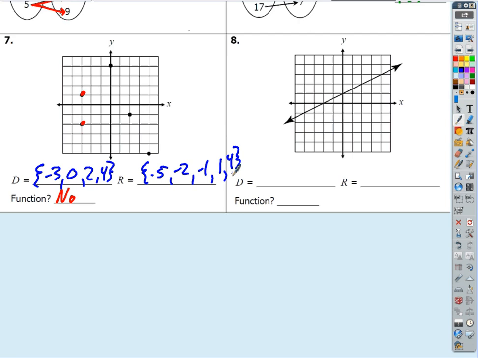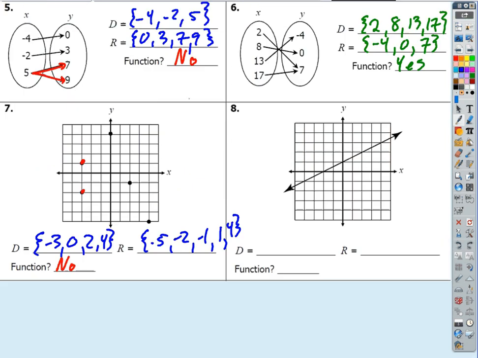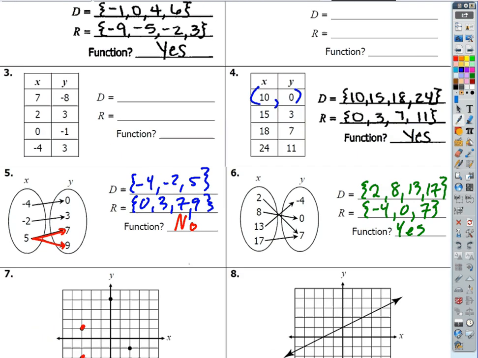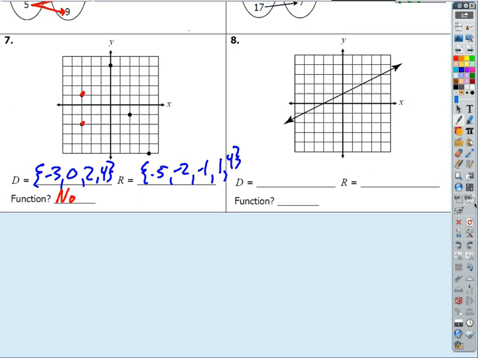Okay, so now what about this guy here? Now we're shifting gears. For the first time, we're trying to find the domain and the range of something that's not a discrete set. Instead of having a finite number of points or a finite number of inputs and outputs, like all these previous examples, now we've got one where I've got this continuous function. It's a line, simple line, right? So first of all, is it a function? Yes, it is. It passes the vertical line test.